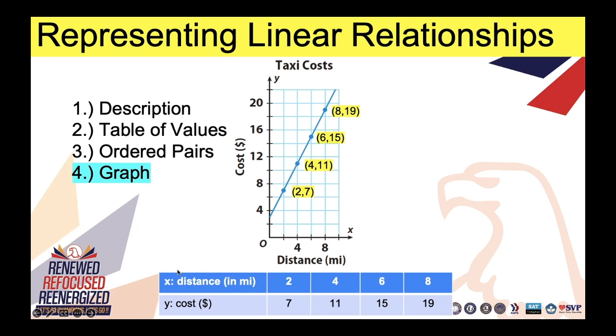Again, I encourage you to put the name of the quantity because that will give meaning to the numbers. If you will not put the quantity, if you will just simply write x and y, you will say x is 2, y is 7, and you don't know the meaning of that. It's nameless. It's difficult to analyze. Whereas if you have the quantity, then you can say, okay, 2 miles results to a cost of $7. 4 miles, $11, and so on. That's why it's very important for you to put the labels, to name the quantities.